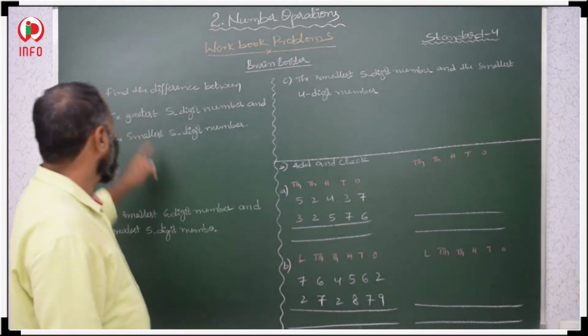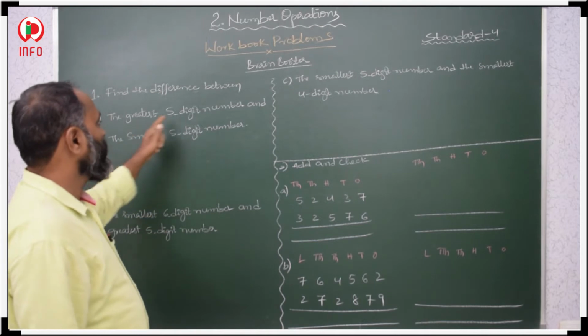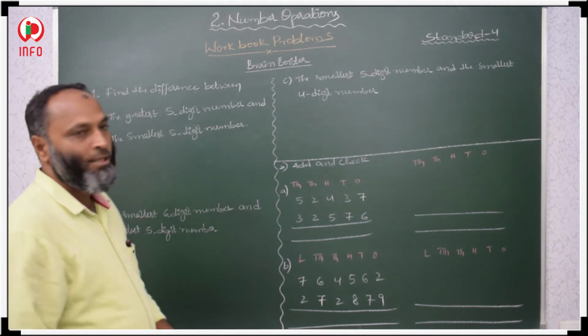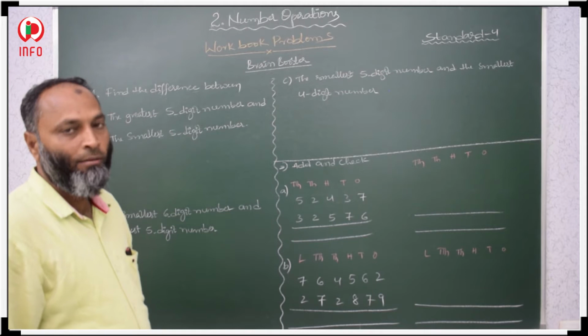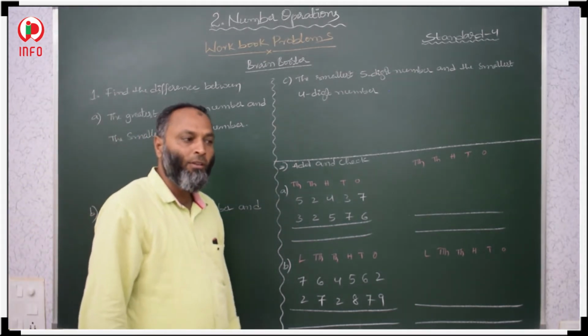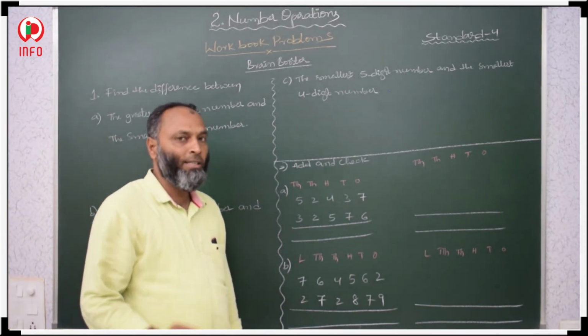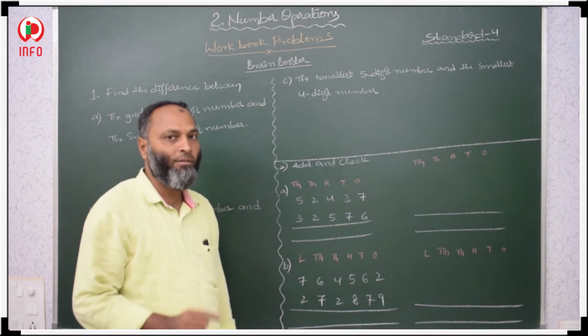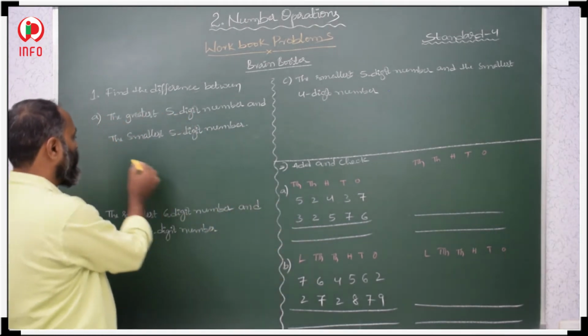So here, find the difference between the greatest 5-digit number and the smallest 6-digit number. We have to find the difference between the greatest 5-digit number and the smallest 5-digit number. First, the solution.